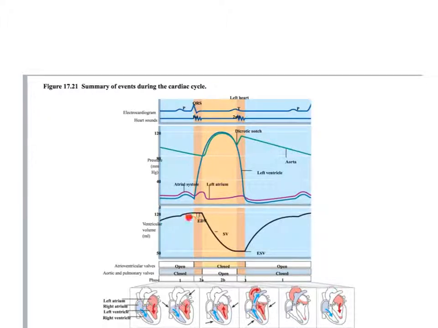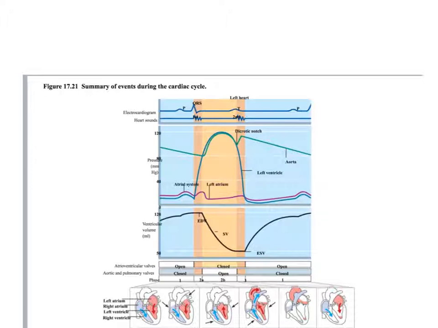Before it's contracted, it increases in volume up to a certain point, and now contraction occurs, right? And now volume is being ejected. At this time, it's being ejected until the semilunar valves close, and then it starts to increase in volume again up until the next contraction. Okay?